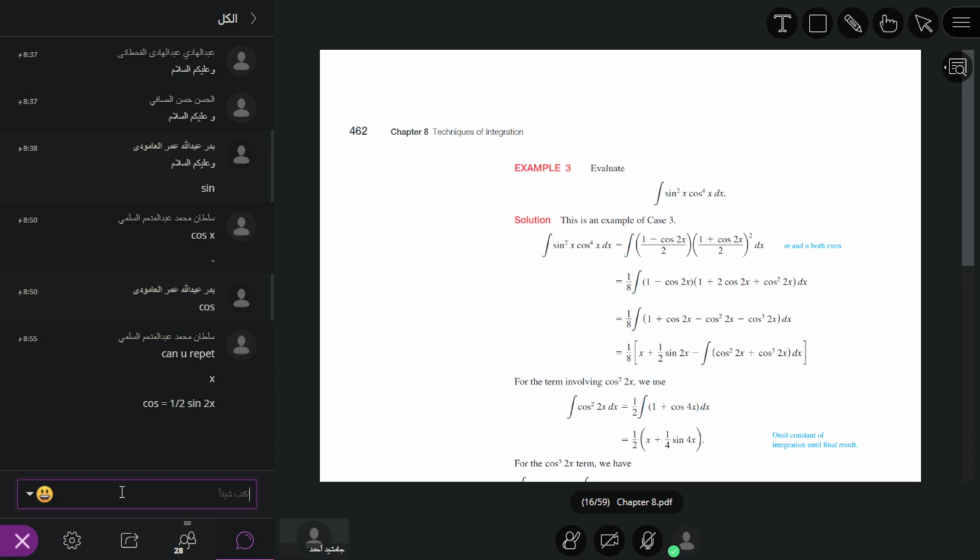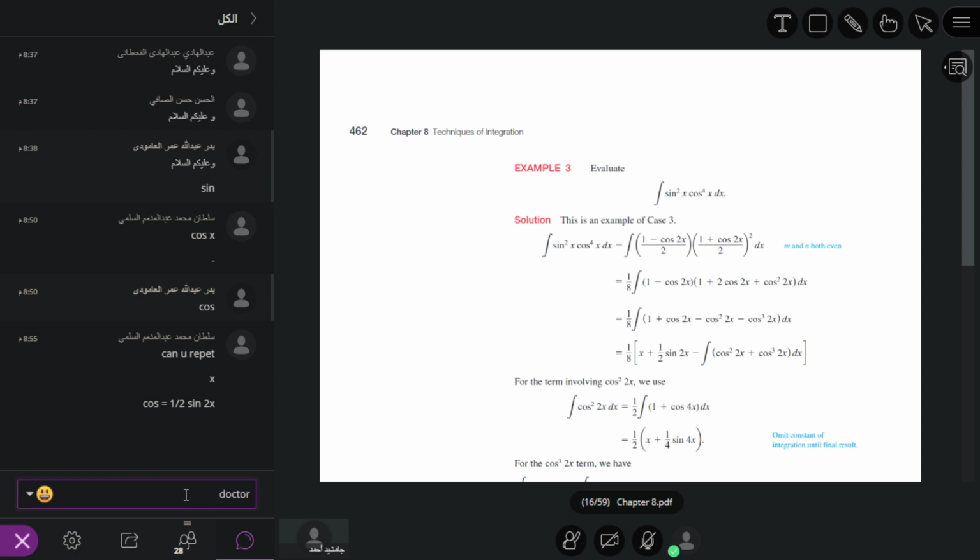What is the integral of 1? It is again x. Plus, what is the integral of cosine 4x? It is sine 4x divided by 4. So thus we get here 1 by 2 x plus 1 over 4 sine 4x.